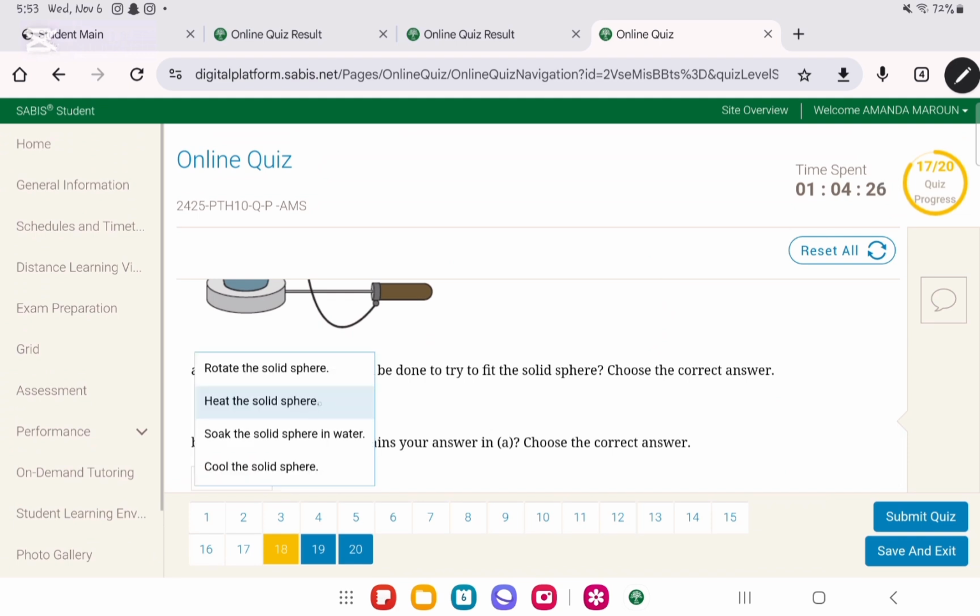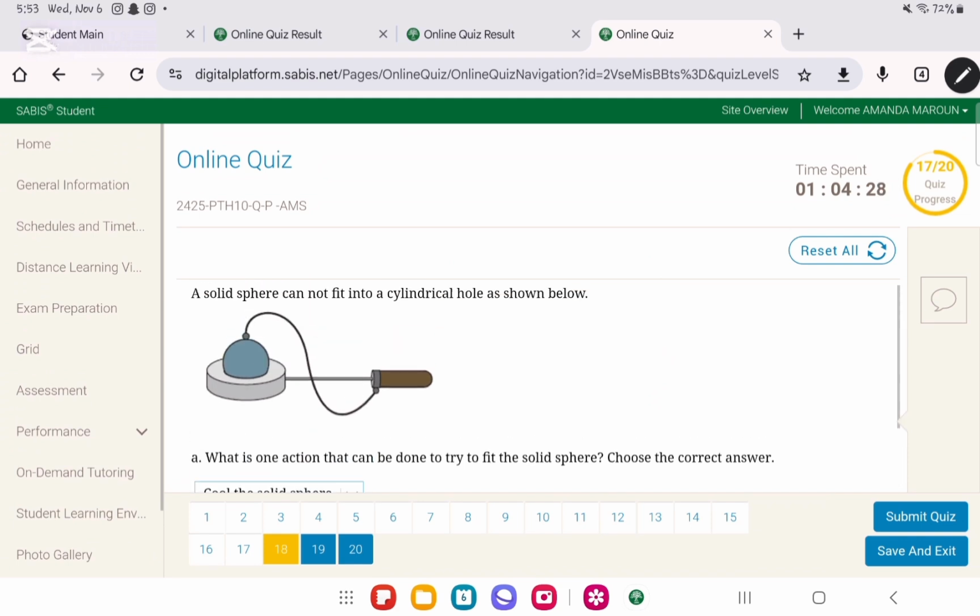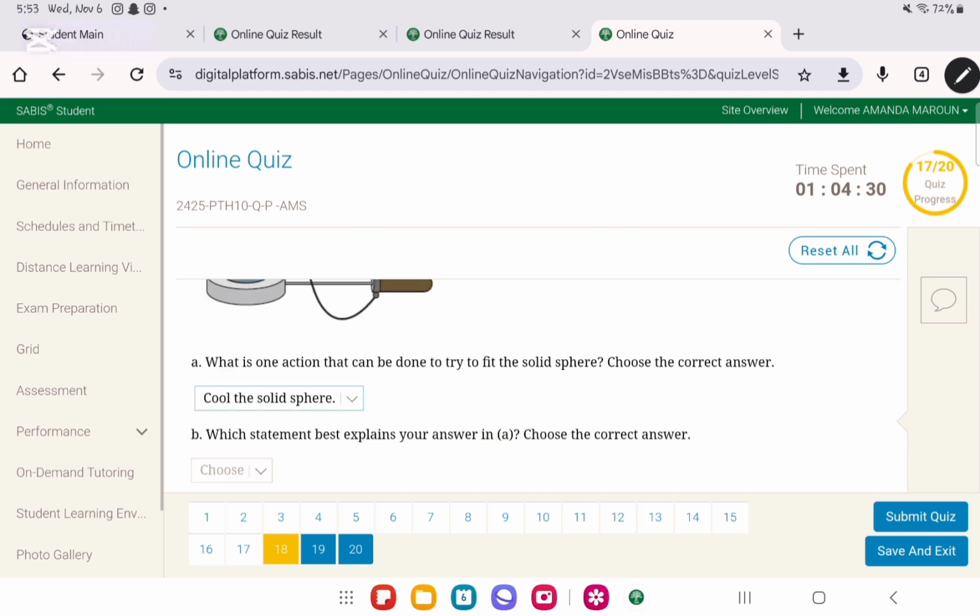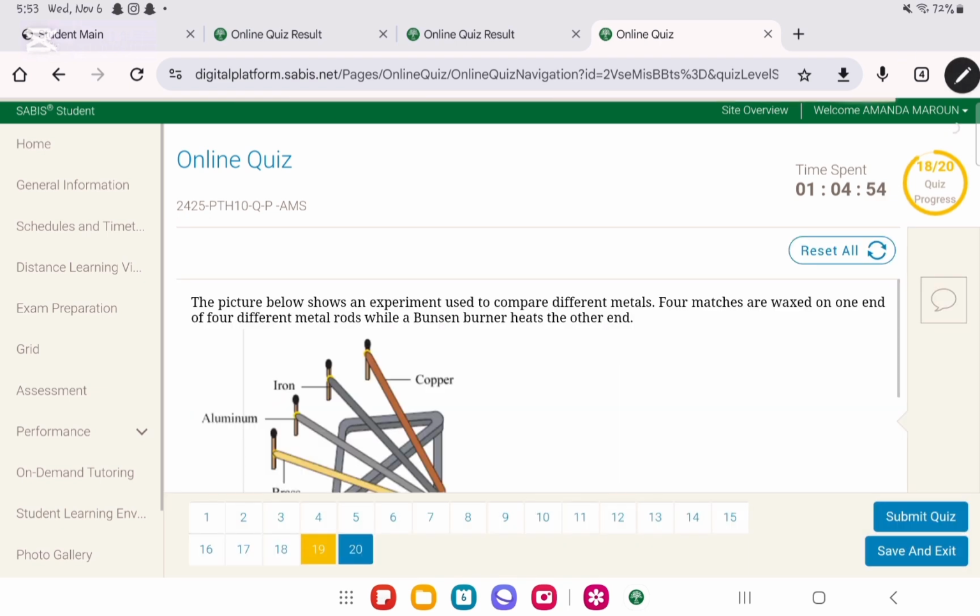Okay, so what's one action that can be done to try to fit the solid sphere? You heat the solid sphere? No, we said you either cool the solid sphere or you heat the cylindrical hole. Now, why does this explain our answer? Because if you cool the solid sphere, then it will shrink and then it will be able to fit inside of the cylindrical hole.